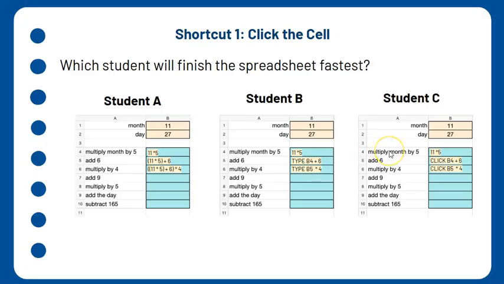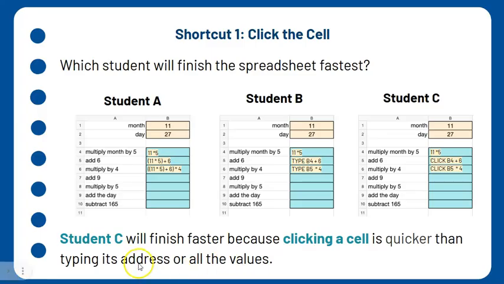Student C doesn't even type in the address. Student C just clicks the cell and then adds the new direction. So clicks B4 plus 6, clicks B5 times 4. Student C will finish faster because clicking the cell is quicker than typing its address and definitely faster than typing all of the values.